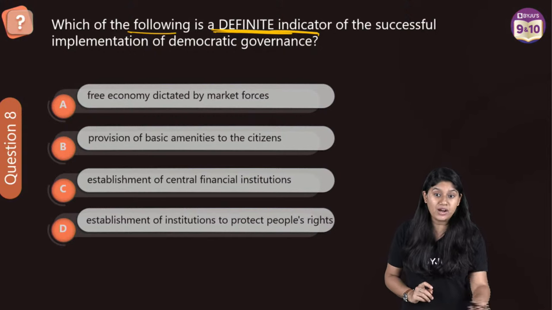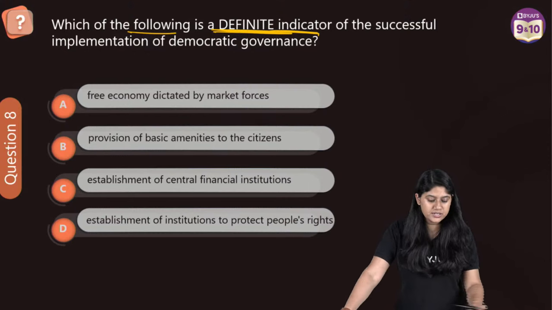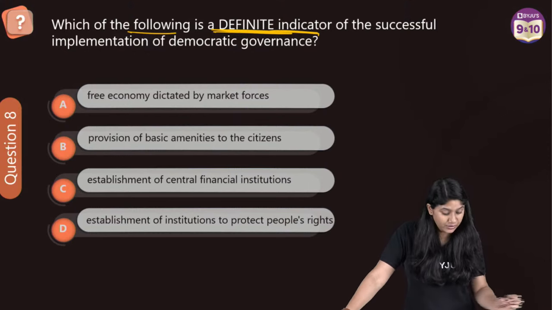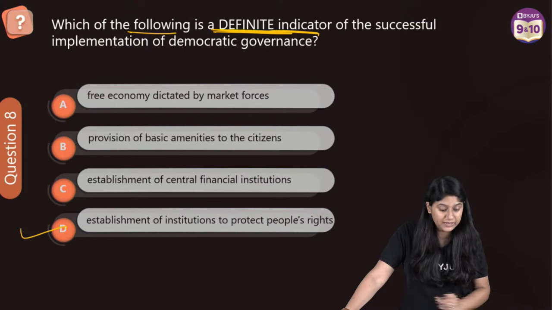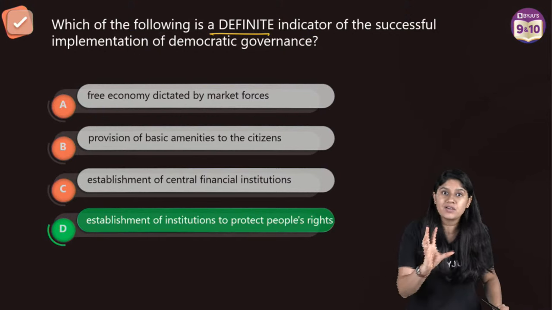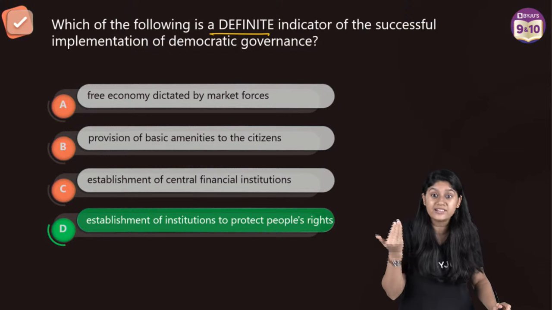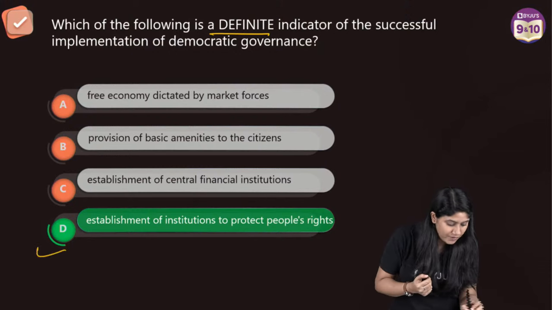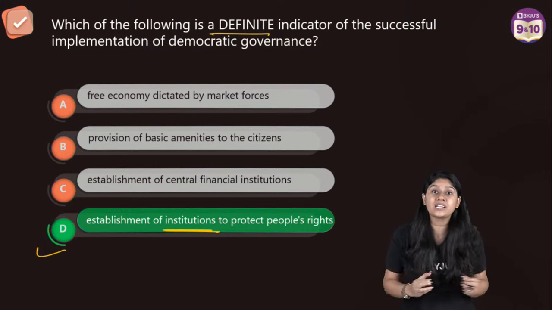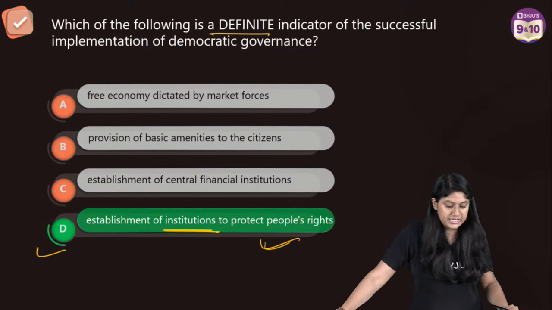Very good, everyone. I'm super proud of you. Each one of you has studied thoroughly and you are exam ready. The correct answer over here is option D. We are talking about a definite indicator that shows that we have a good democratic government. And how can we identify that? If we have institutions which are made so that they can protect the people's rights.